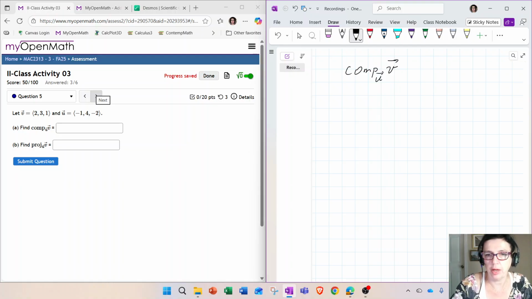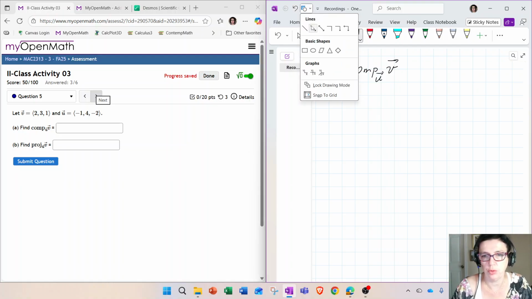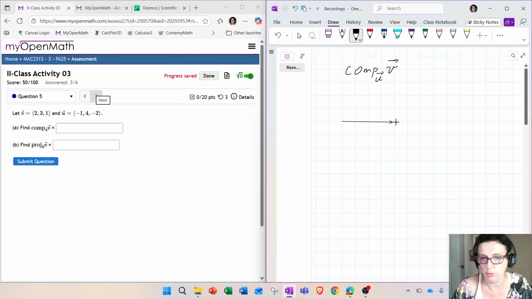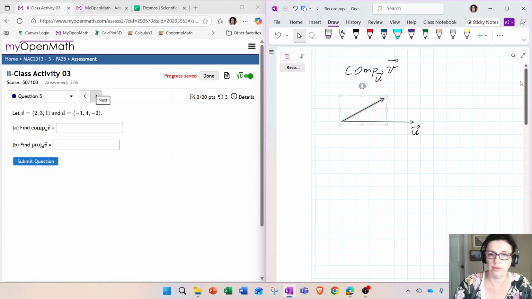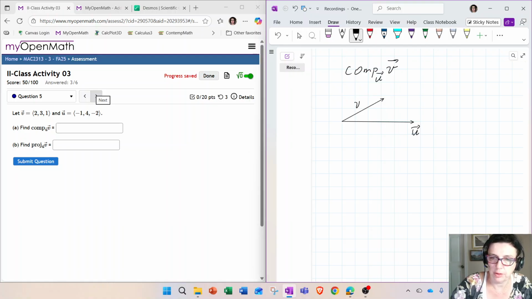So imagine that you have a vector. So let me just draw a vector u, okay? And then you have another vector v, which has an acute angle with u. Okay, so this is vector v.